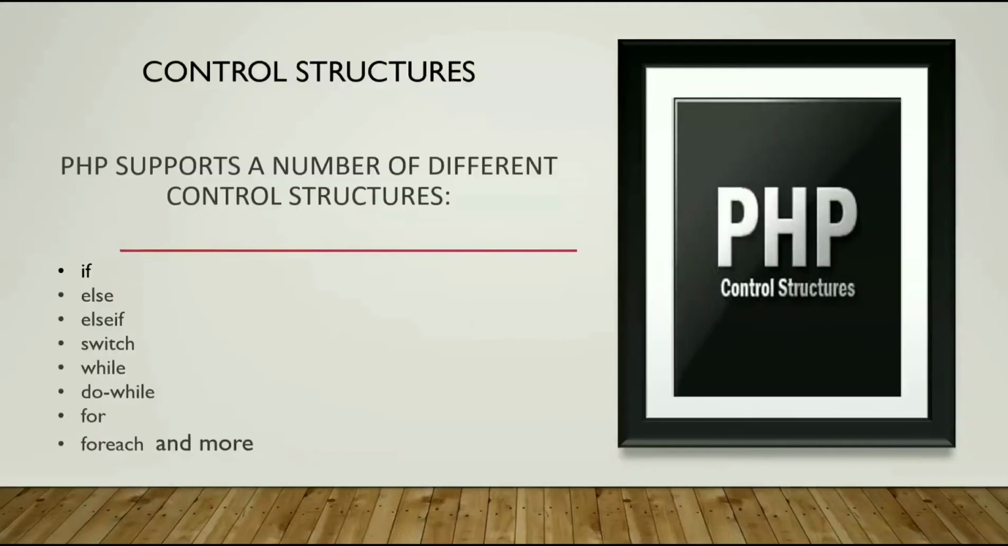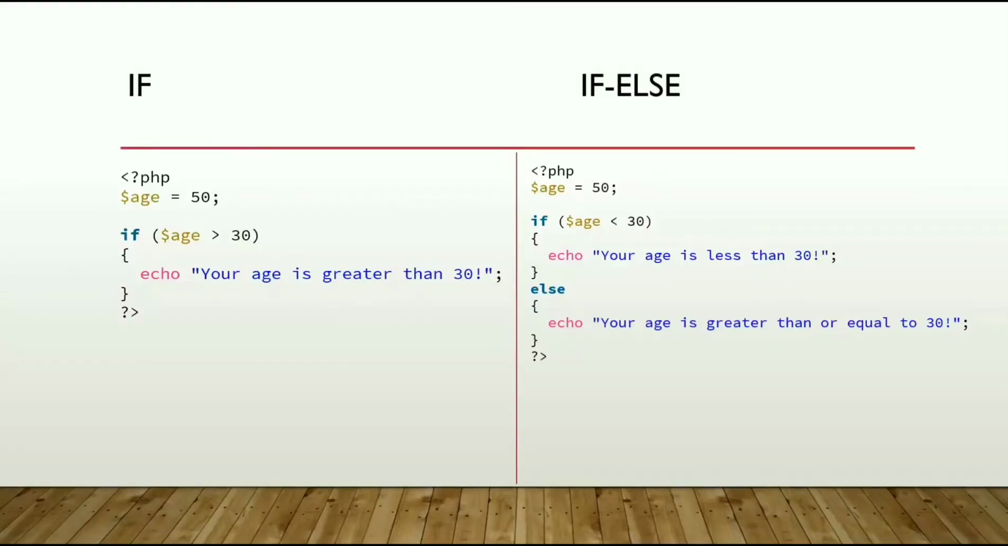Again, in the PHP, there are different control structures which can be used again and again in the PHP programs. So I have mentioned a few control structures: if, else, else if, switch, while, do while, for, and foreach, and many more are present. So this is the particular program for the if and if else. Whichever syntax is applicable inside the C language, the same syntax we can use for if and if else.